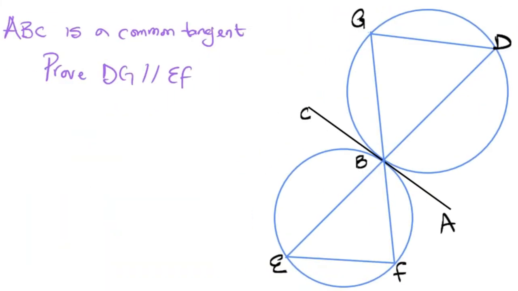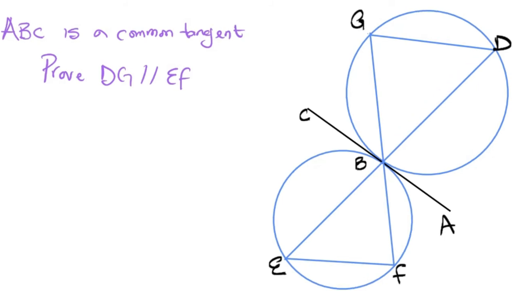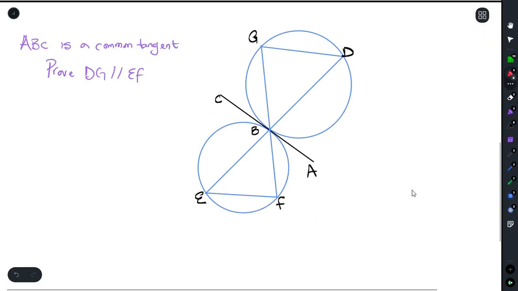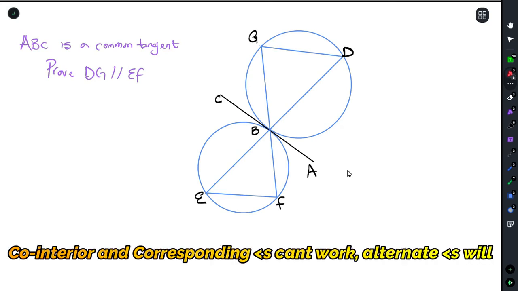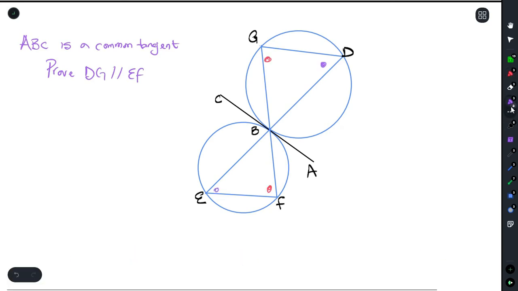So you have this question over here which says ABC is a common tangent. So you can see we have two circles over there separated by a tangent. We were told to prove that DG is parallel to EF. So for us to prove that DG is parallel to EF, remember what we said, we need to look for alternate, corresponding, or co-interior angles. So we're going to try to prove that angle G is equal to angle F.